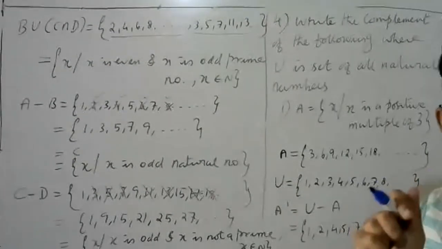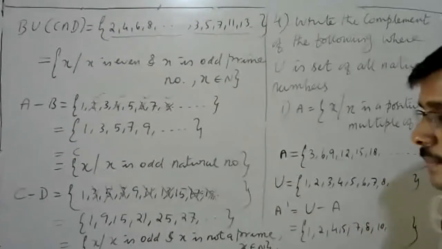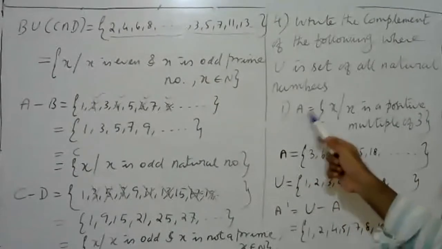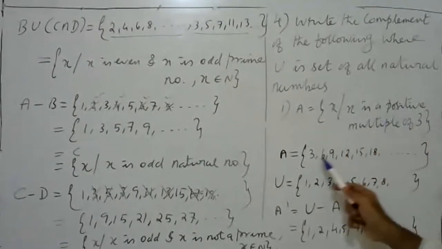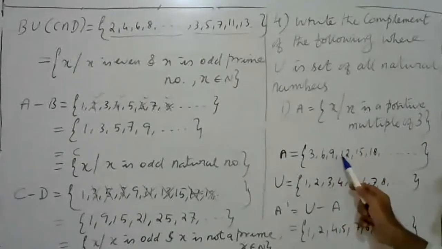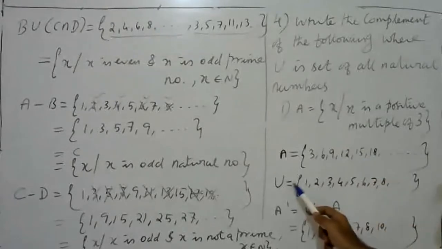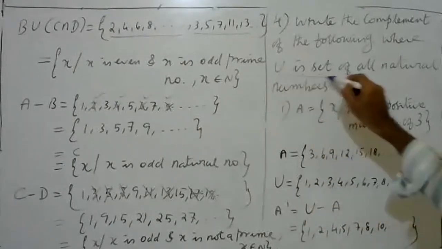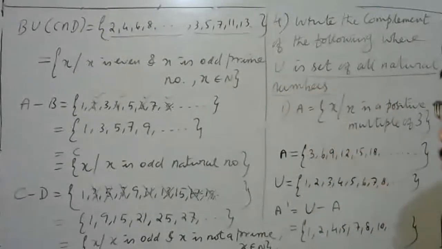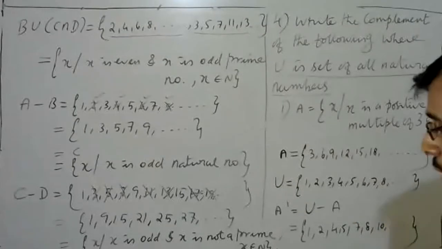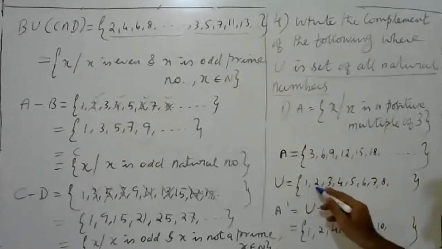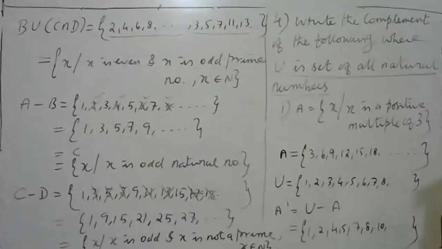How to write this in set builder form? Are you okay about that? A is the set of all x, x is a positive multiple of 3. A is equal to 3, 6, 9, 12, 15, 18 like that. U is equal to the set of all natural numbers. U means universal set. Your universal set is 1, 2, 3, 4, 5, 6, etc.